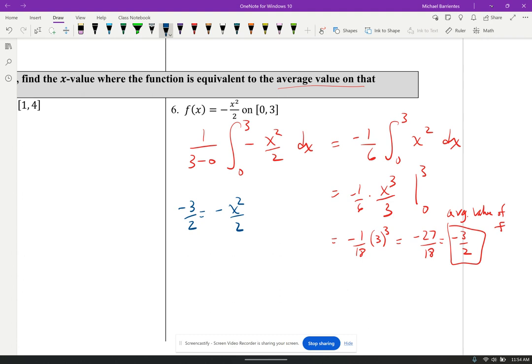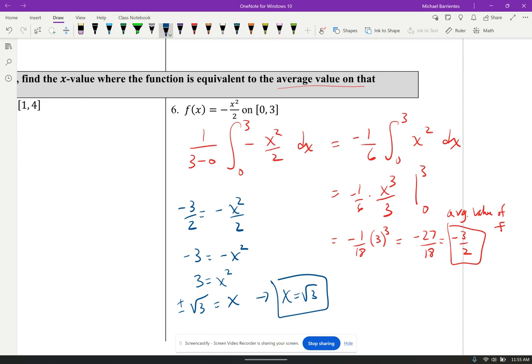If I multiply both sides by 2, I'm going to get negative 3 equals negative x squared. If I divide both sides by a negative, I'm going to get negative 1. I'll get 3 equals x squared, and then I can take the square root. Now, technically, I get a positive and a negative answer. However, our interval is only in the positive side, so this is the x value that we're looking for. So at this x value, there is the average value of the function.